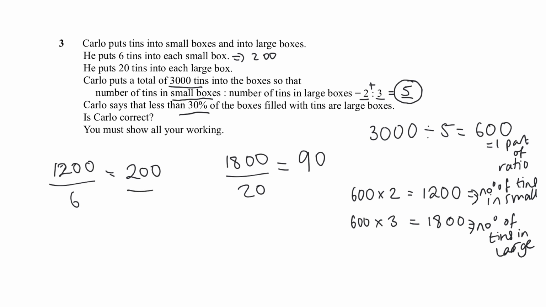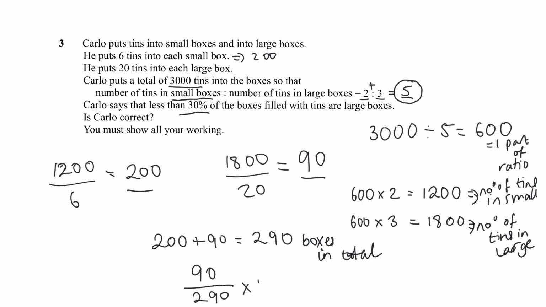So then now it says that less than 30% of the boxes filled with tins are large boxes. So to work out our total number of boxes, it's 200 plus 90, which is 290. So we have 290 boxes in total. So now, in order to work out how many of them, in terms of a ratio, proportion, or percentage, are large boxes, we do 90 over 290 times 100. And in your calculator, that would leave you with an answer of 31.03. So that would round to 31%.